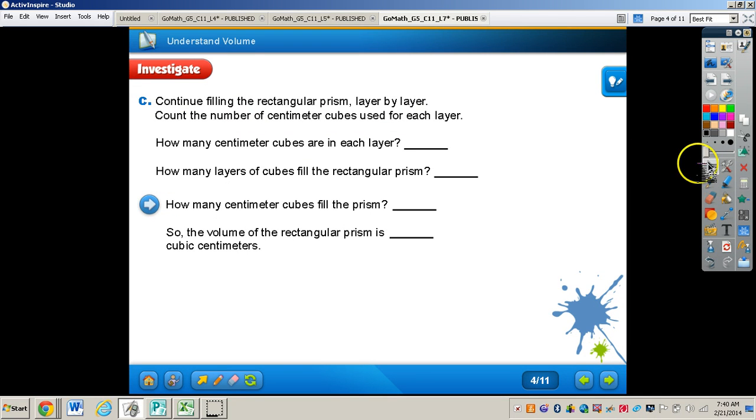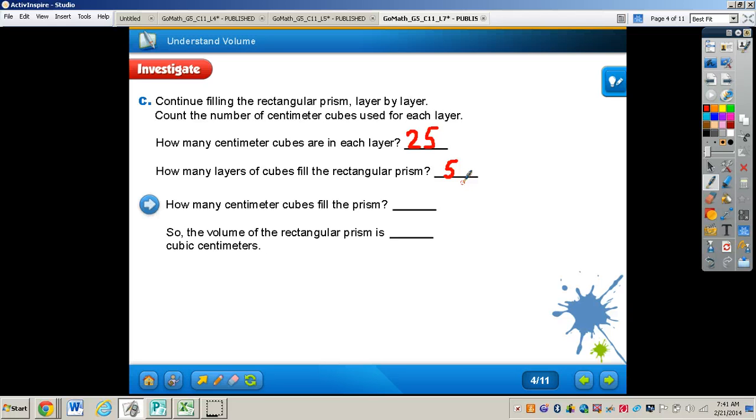Now, after you are finished filling in your rectangular prism, these are some questions that you're going to want to answer. The first one: how many centimeter cubes are in each layer? You can see within your rectangular prism that there are 25 cubes within each layer. Now, how many layers of cubes fill the rectangular prism? You can see that 5 are used to fill in the rectangular prism. It's 5 layers.